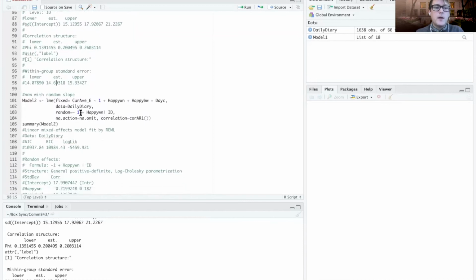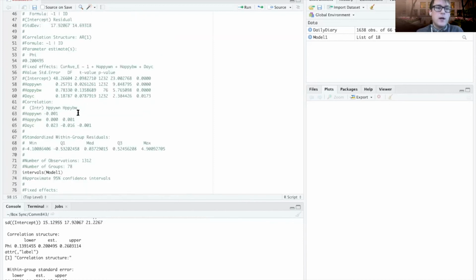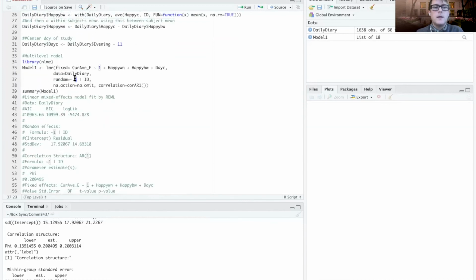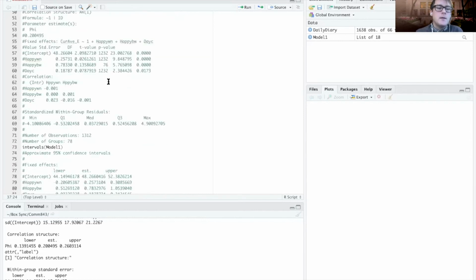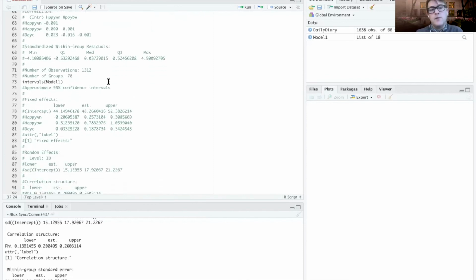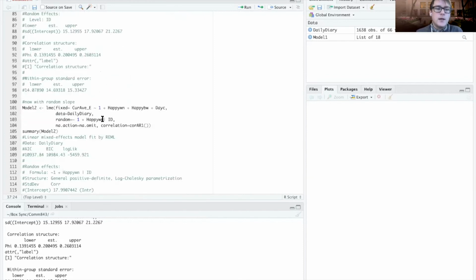But in the previous model, we just had a random intercept. So in the random effects, we just had 1. But it's plausible that the association between happiness and curiosity is different depending on who you are. We certainly saw some evidence for that in the raw data. So let's account for that.